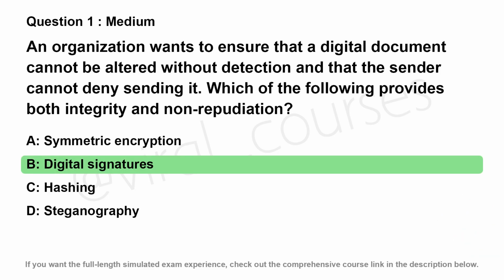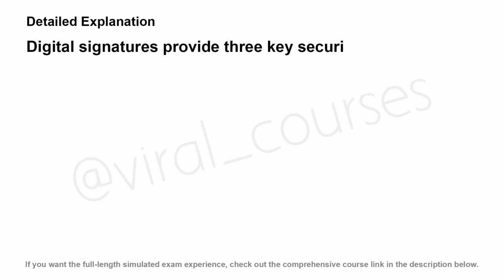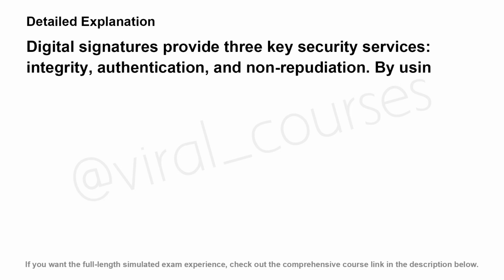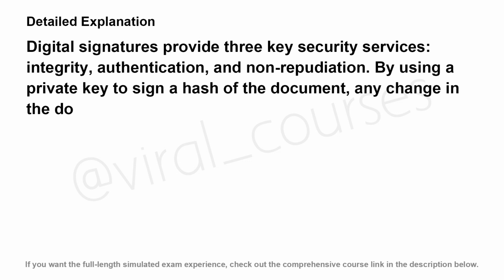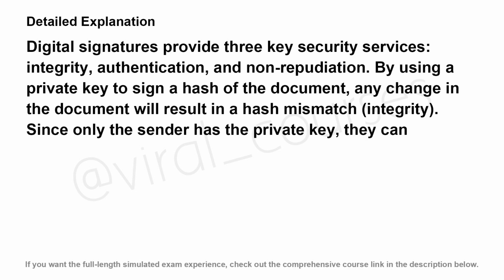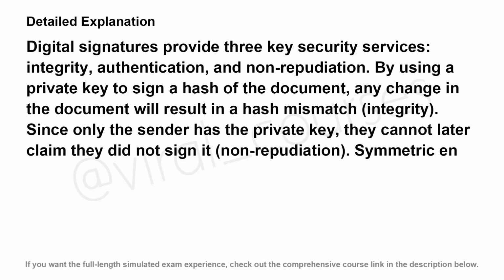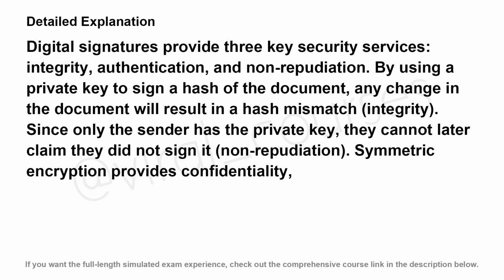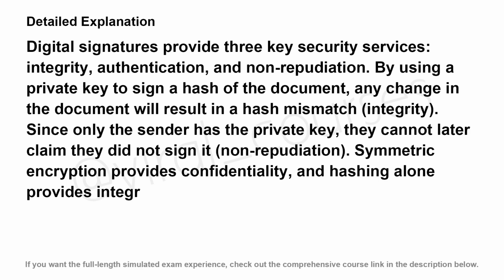The correct answer is B. Digital signatures provide three key security services: integrity, authentication, and non-repudiation. By using a private key to sign a hash of the document, any change in the document will result in a hash mismatch. Integrity. Since only the sender has the private key, they cannot later claim they did not sign it. Non-repudiation. Symmetric encryption provides confidentiality, and hashing alone provides integrity but not non-repudiation.